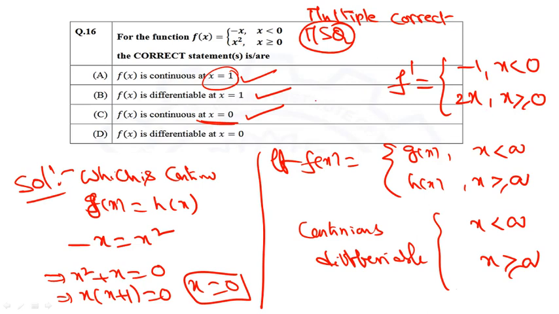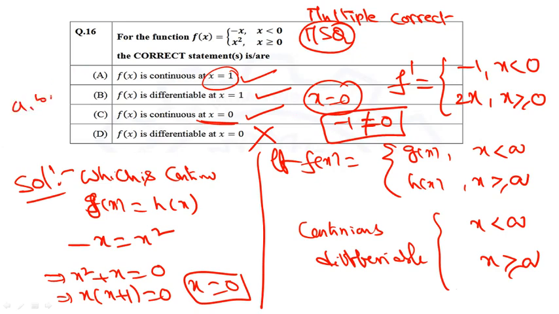When we substitute x as 0, for x less than 0 this will be minus 1, and for x greater than or equal to 0 this will be 0, but both are not equal. Therefore, f is not differentiable. When these are equal at the required point, it will be differentiable, but it is not equal. So A, B, C are the correct answers.